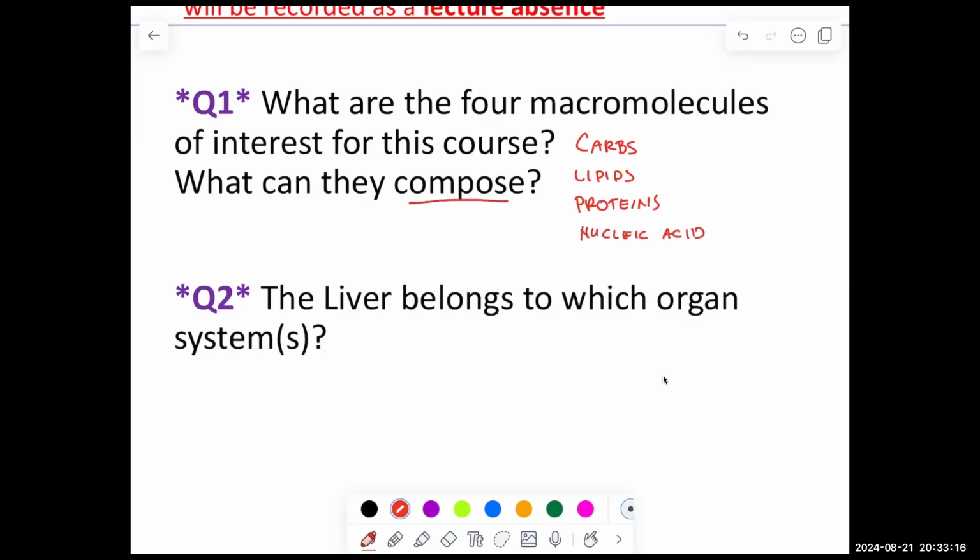So what can they compose? That means what can they make? Carbohydrate can make a starch, can make a sugar, right? Lipids, fats and oils. Proteins, I may have not written that one down, but I know I mentioned them.